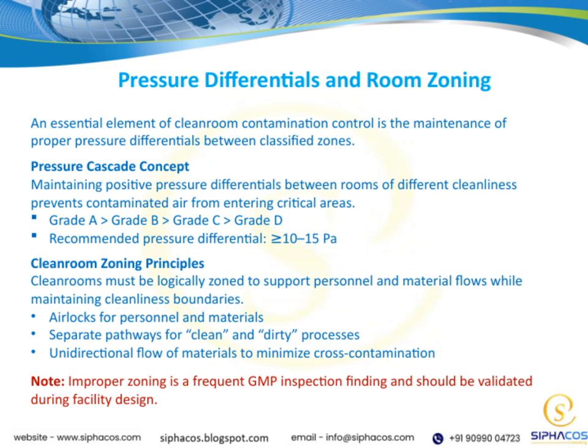of the critical zones. Now, shifting gears a bit to cleanroom zoning principles. This is about designing the layout in a way that supports efficient personnel and material flow, while still maintaining strict cleanliness boundaries. For example, you'll have airlocks for both personnel and materials to prevent contamination transfer. There should also be separate pathways for clean and dirty processes, ensuring cross-contamination is minimized. Another key point is the unidirectional flow of materials, which is crucial for maintaining the cleanliness standards.